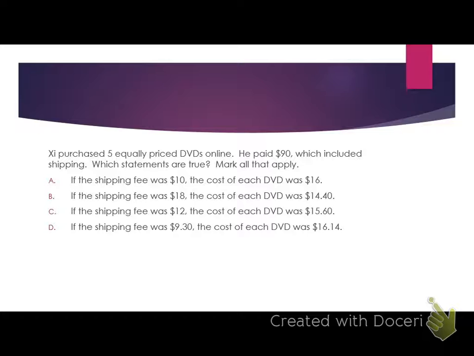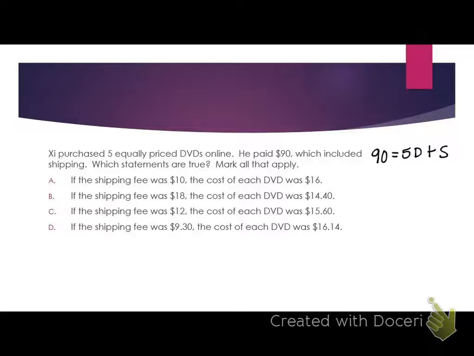Zy purchased 5 equally priced DVDs online. He paid $90, which included shipping. Which statements are true? Mark all that apply. Based on the information that we were given, Zy paid $90 total. And to get that $90, he bought 5 DVDs and he paid shipping.